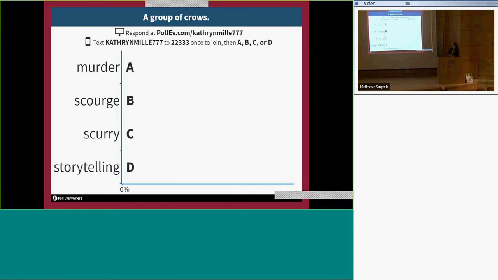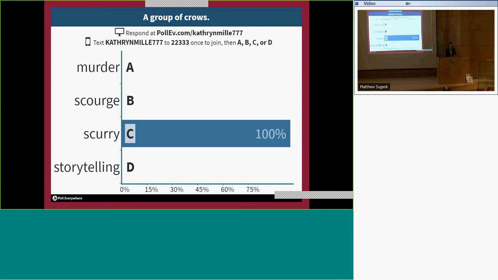So if you have your phone, text that number, and then the text content is the Kathryn Miller 777. You should be able to vote using a letter. So you're going to text it to 22333. The text content is the Kathryn Miller, and then it should tell you that you're in. Yay. And I'm cheap and I didn't want to pay for this, so there's only 25 people that can vote, so hurry up.